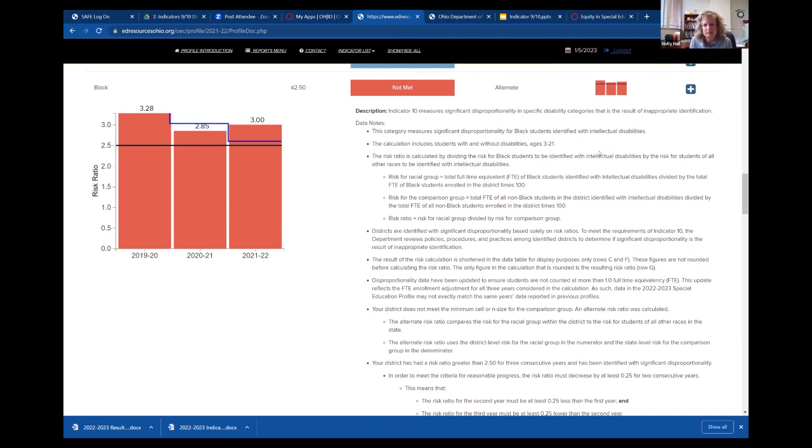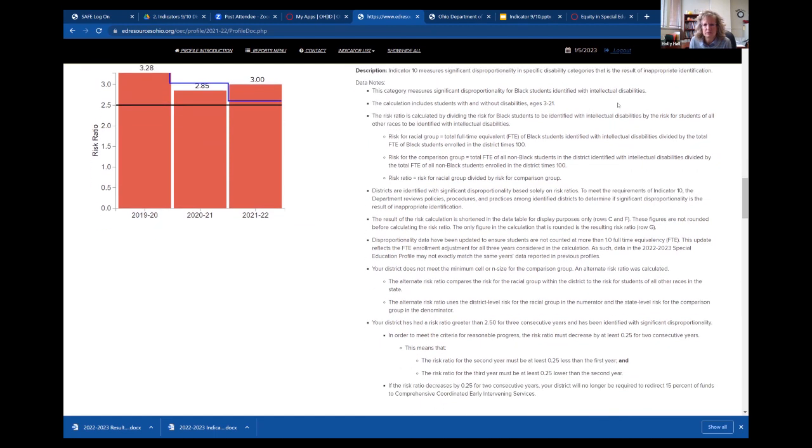So we would know for our specific region those categories that are specific to us. They clarify the use of the risk ratio calculation, and we know that that is the measurement of choice when we think about disproportionality.